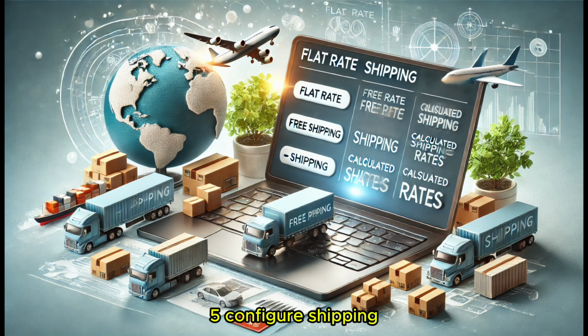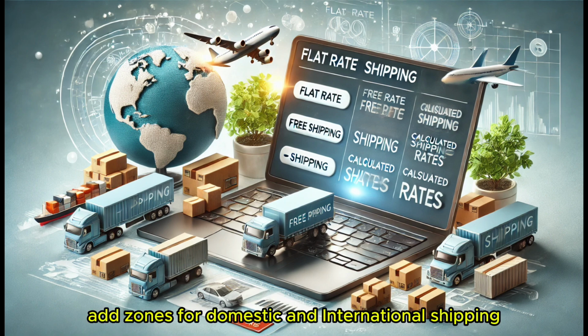5. Configure shipping. Go to Settings > Shipping and Delivery. Set shipping rates: flat rate, free shipping, or calculated. Add zones for domestic and international shipping.